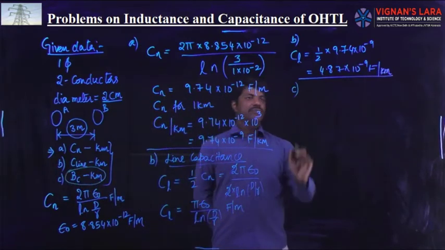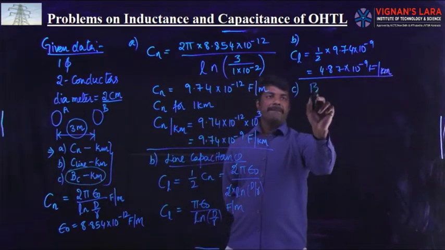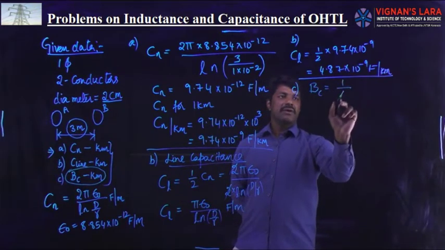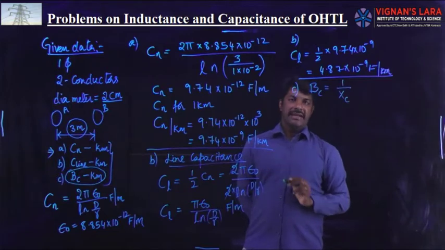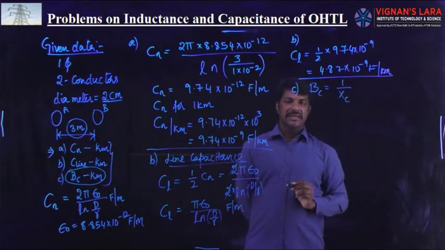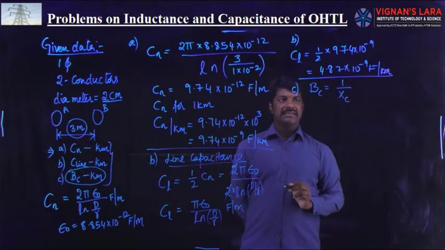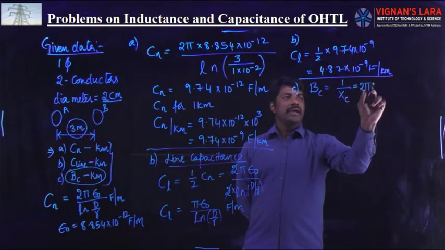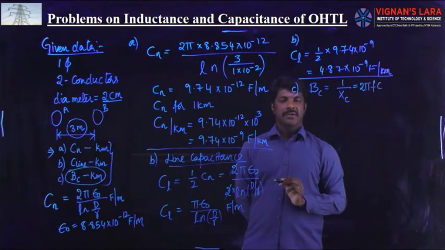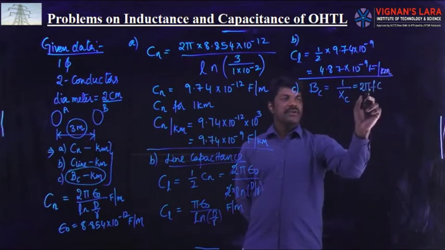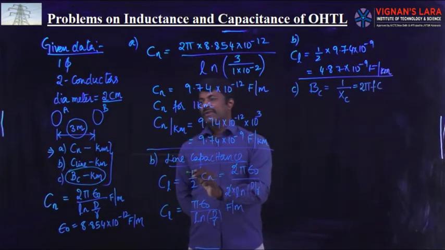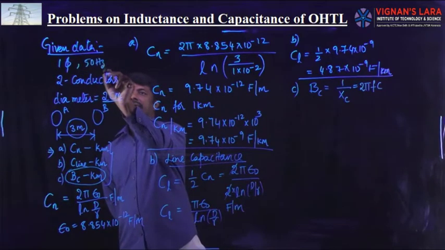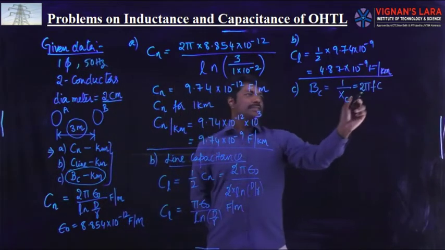The susceptance, we know the magnitude formula. Capacitive susceptance is equal to the reciprocal of the capacitive reactance. That is, BC is equal to 1 by XC, where 1 by XC is 2 pi FC. Since the operating frequency is given in the problem as 50 Hz, the frequency is 50 Hz.